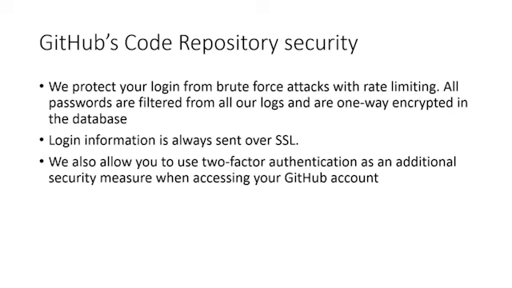They protect the login from brute force attacks with rate limiting. All passwords are filtered from our logs and are one-way encrypted in the database. So they're hashed inside of the database. Login information is always sent over SSL. We also allow you to use two-factor authentication as an additional security measure when accessing your GitHub account. So we can have two-factor authentication. We could use a username and password and biometrics or a token or a smart card. All right, outstanding. This is great.